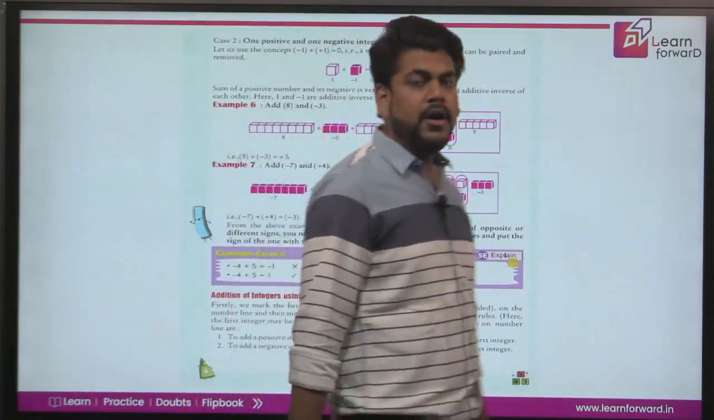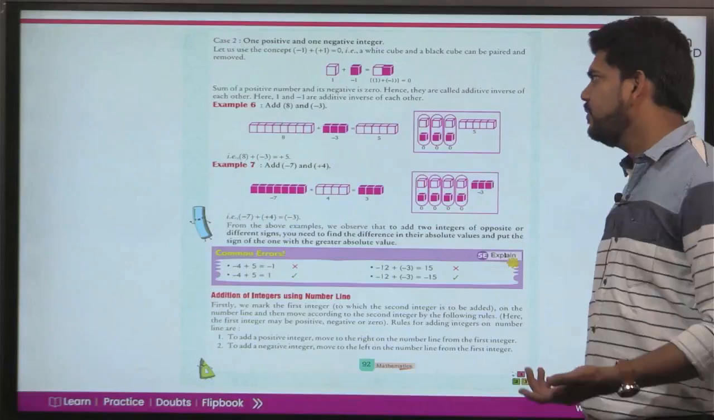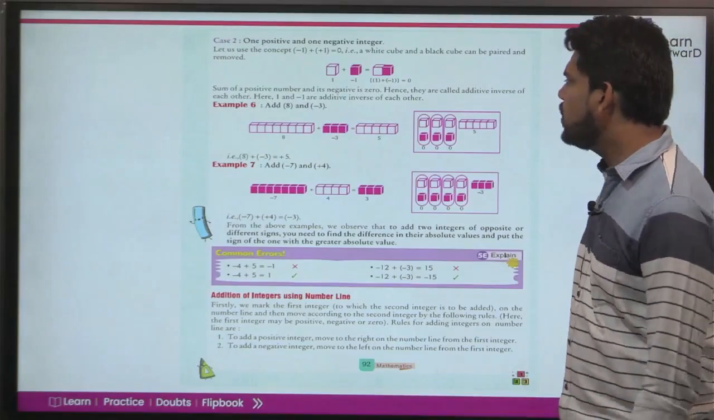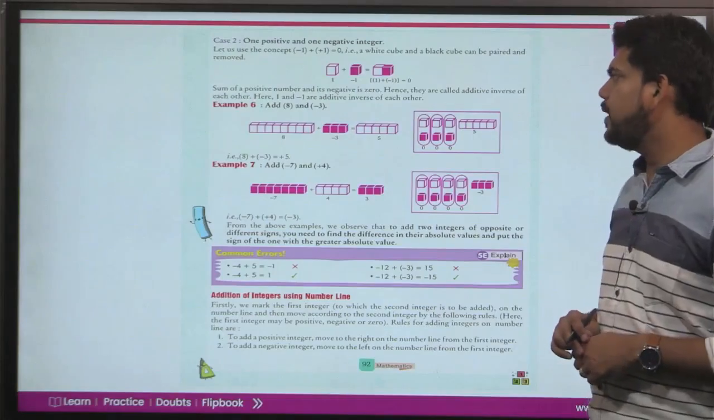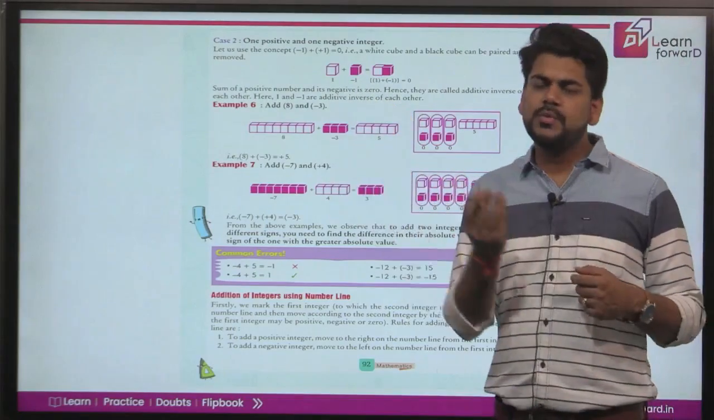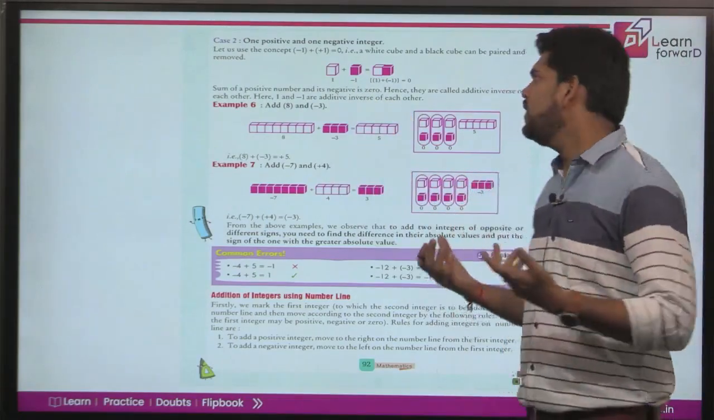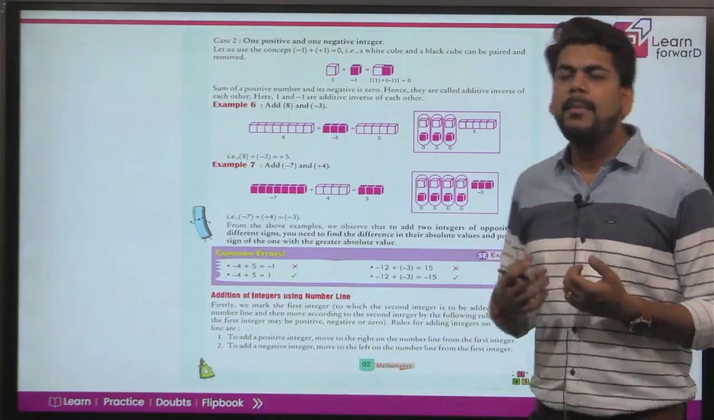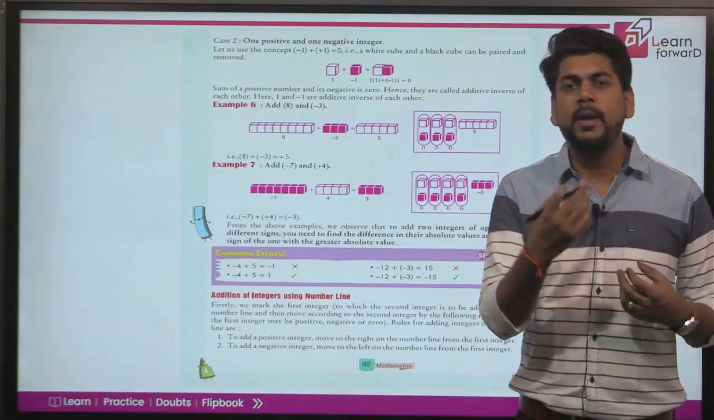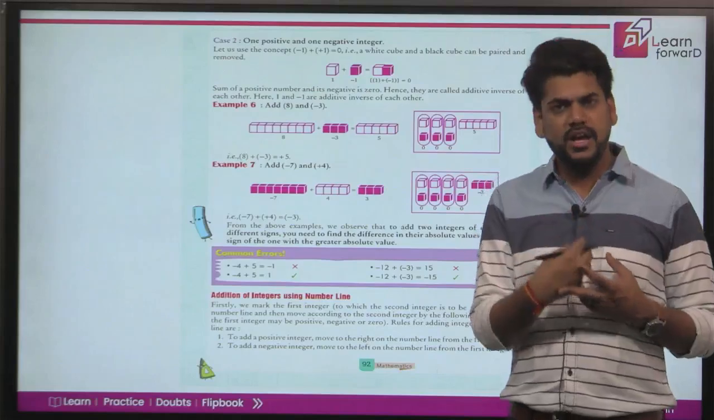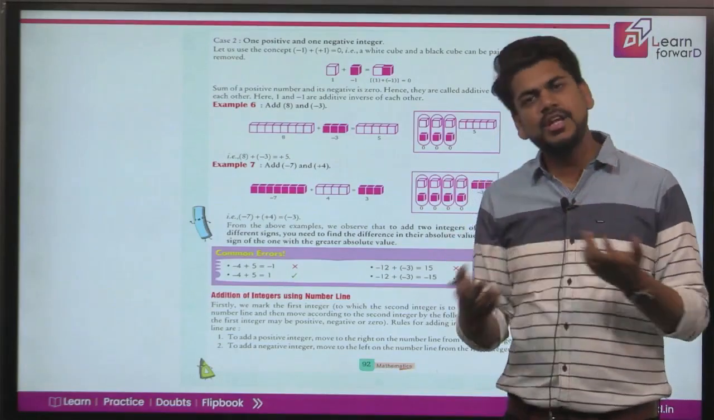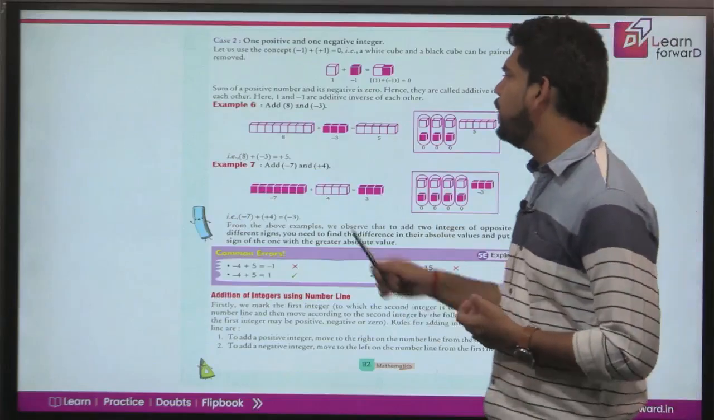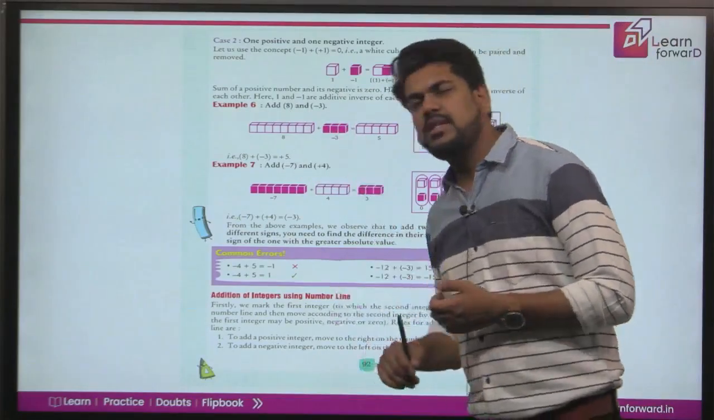Next, one positive and one negative. Now how will we say this? One positive, one negative. Let us consider a simple concept of minus 1 plus 1. It is plus 1, then it's minus 1. The answer will be 0. Why? Because if I give you 1 toffee and take it back, how many toffees do you have? 0.